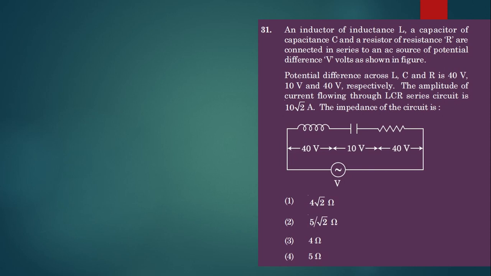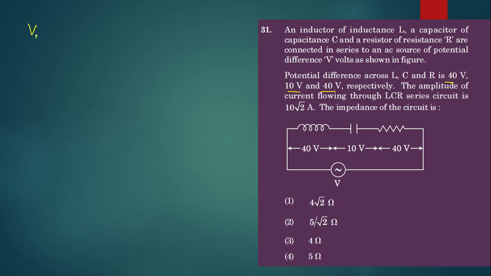Okay, in this question, there's one LCR circuit where L, C and R are all there, and some values are given, and we have to calculate something. Let's read out the question, and together we will note down the values as well if it is given. An inductor of inductance L, a capacitor C and a resistor R are connected in series to an AC source of potential V. The potentials across L, C and R are 40, 10 and 40.